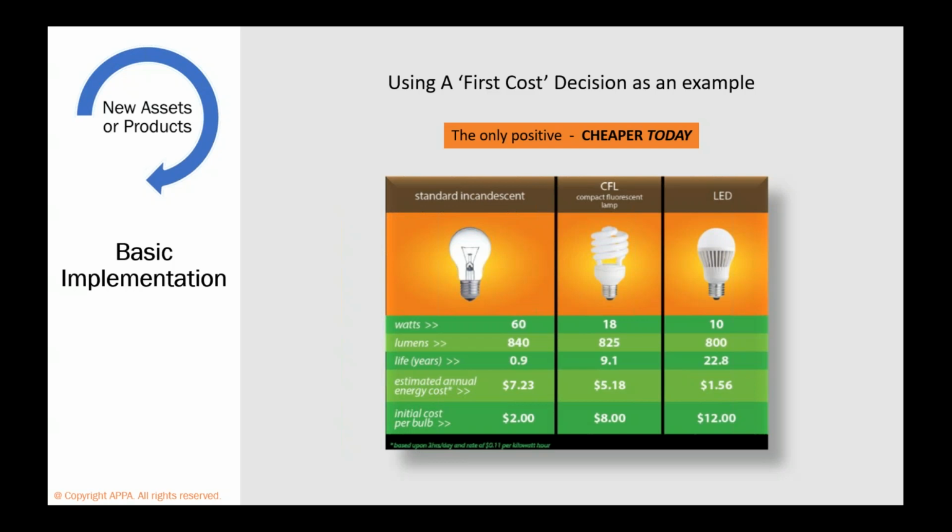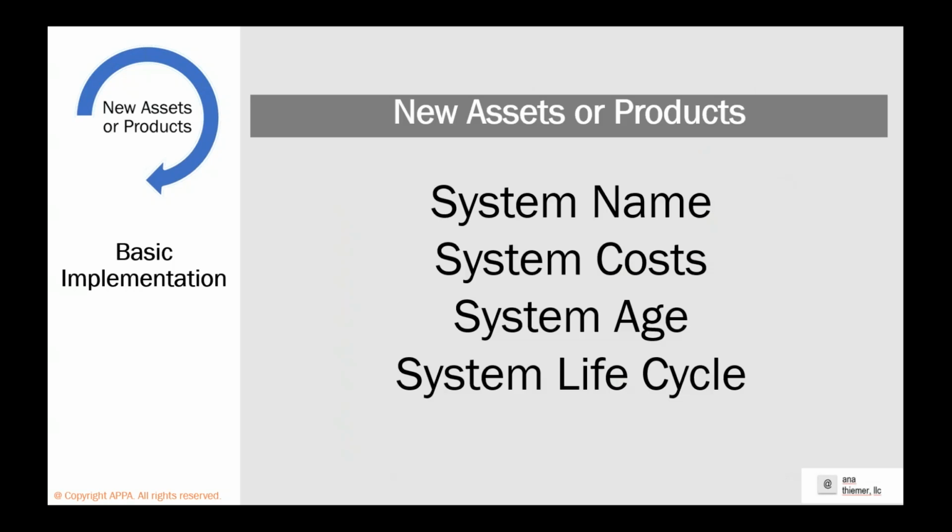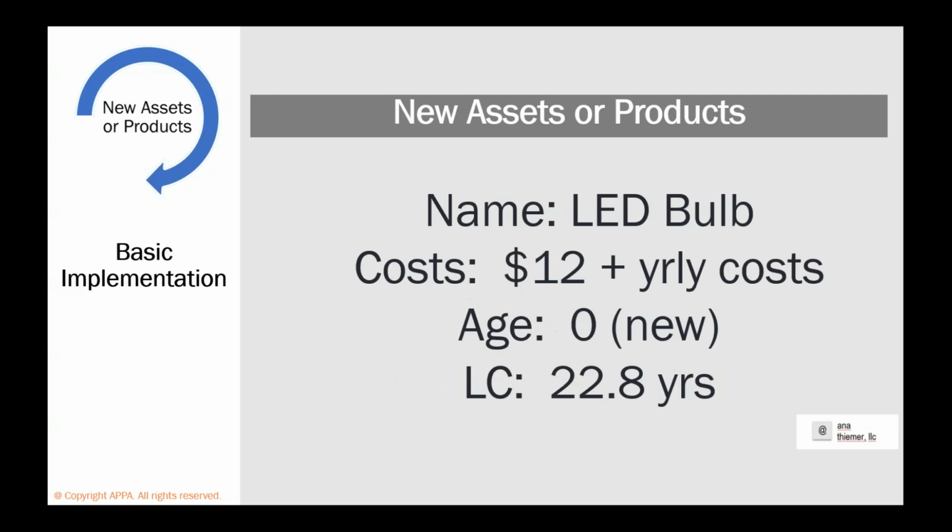So most organizations have probably now switched to implementing and installing LEDs. In this case, they're far more expensive, although the prices are certainly coming down, and they're more expensive to buy at first, but they last and they don't use much energy. So it's an easy decision to make. What you really had to do was look at what the system was, what the costs are, the age of it, and what your life cycle is. Those four basic data elements are what you need to be able to do a basic implementation of TCO.